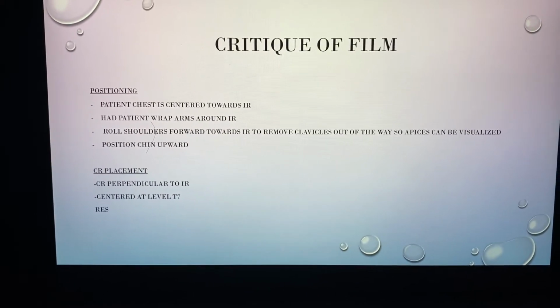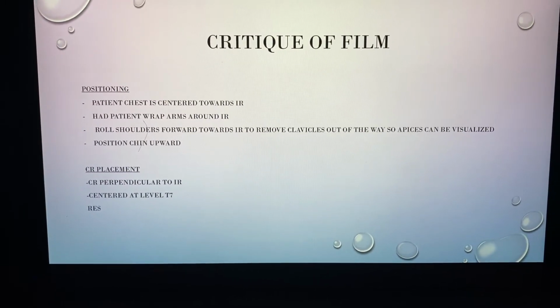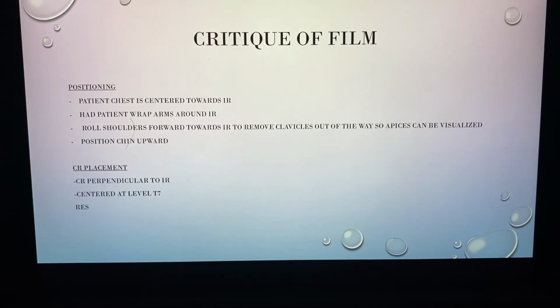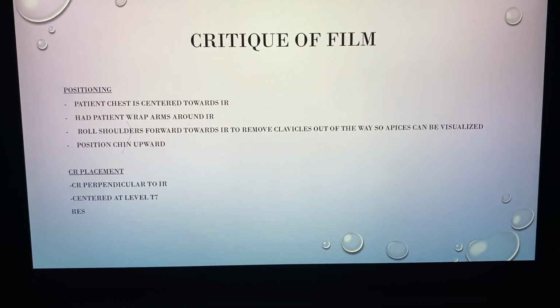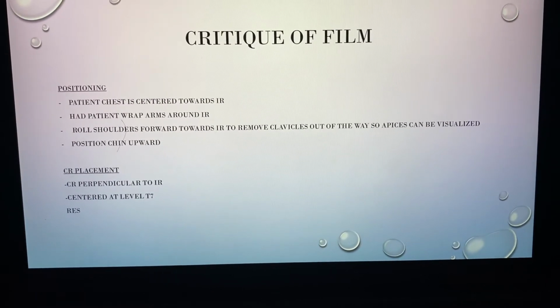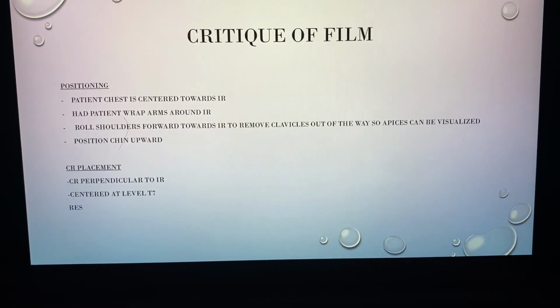The critique on the film: positioning the patient, since it was a PA, I had her put her chest centered towards the IR, had her wrap her arms around the IR, roll her shoulders forward to remove the clavicles out of the way of the apices so they could be visualized. I had her position her chin upward. Her CR placement was perpendicular to the IR, centered at the level of T7.